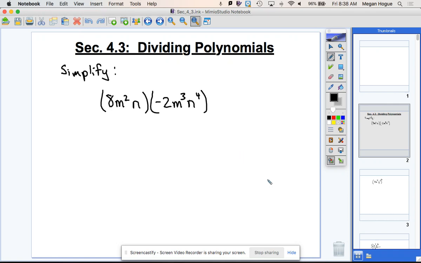So we're going to start off with some review. Let's start off with this one. This is, again, kind of what we were struggling with, or what was harder for some of us in the other section: we're going to simplify properties of exponents. So I've got 8m squared n times negative 2m to the third n to the fourth.